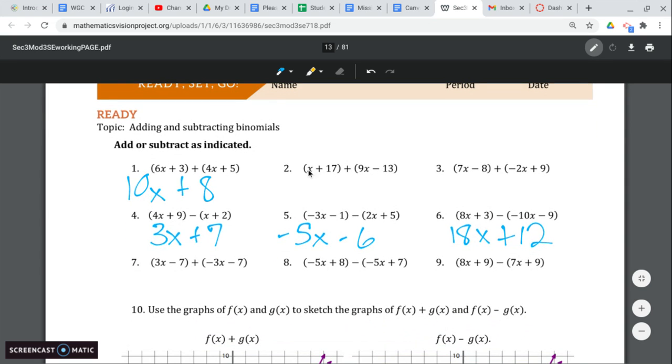So just combine your x's. You're just adding or subtracting them. And then do the same thing for the constants. And that's all the further you have to go.